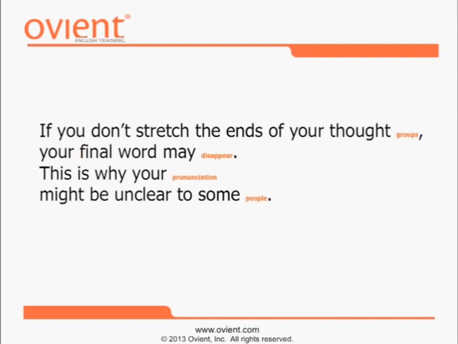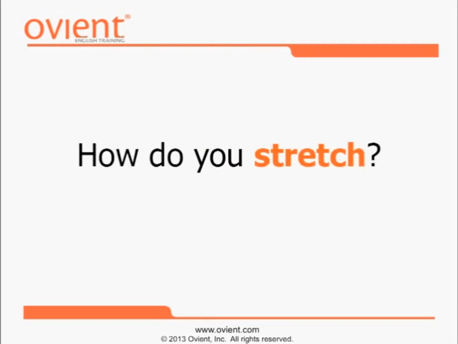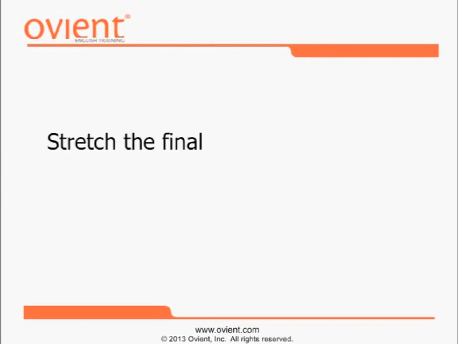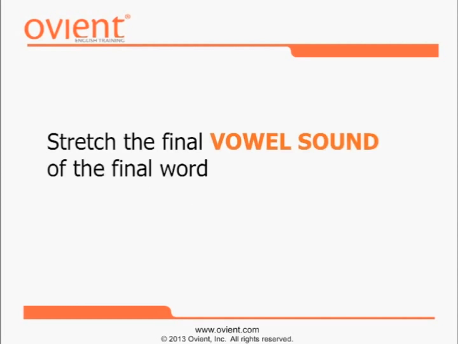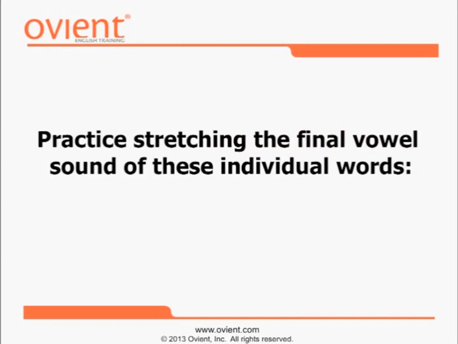If you don't stretch the ends of your thought groups, your final word may disappear. This is why your pronunciation might be unclear to some people. How do you stretch? Stretch the final vowel sound of the final word in each thought group. Practice stretching the final vowel sounds of these individual words.